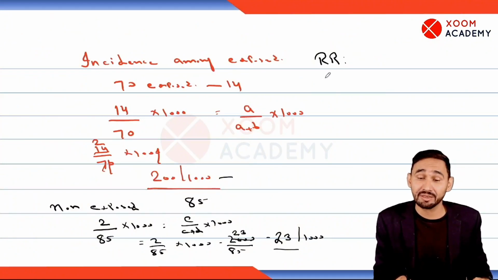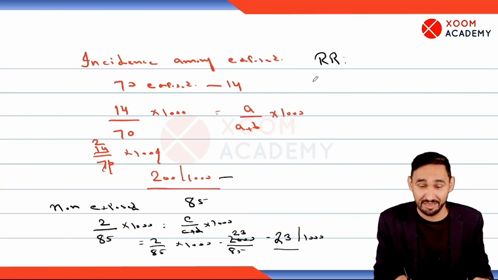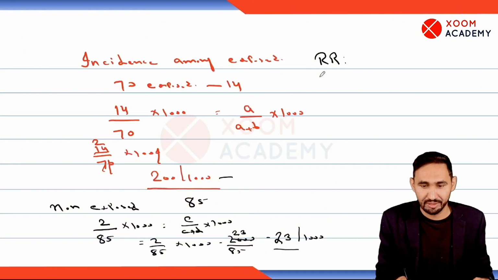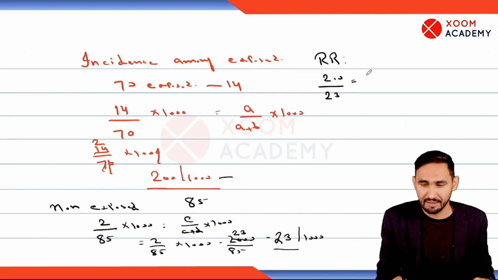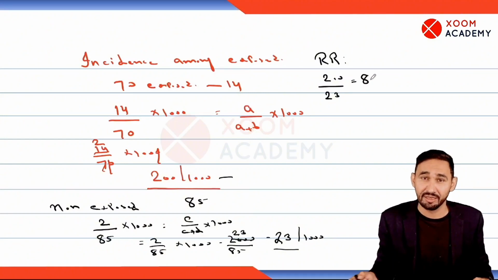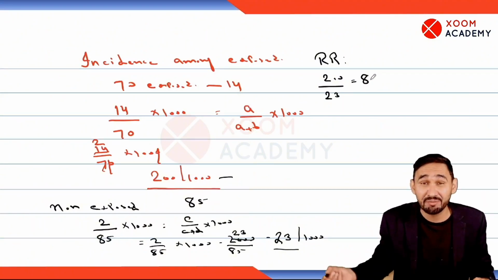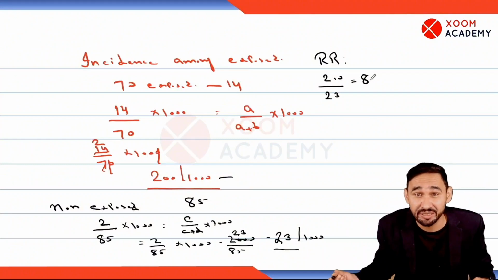What is relative risk? It is the ratio of incidence among exposed to incidence among non-exposed. We see that incidence of exposed is 200, incidence of non-exposed is 23. So we divide them and our answer should be roughly 8. What do you mean by 8? We have to interpret it.